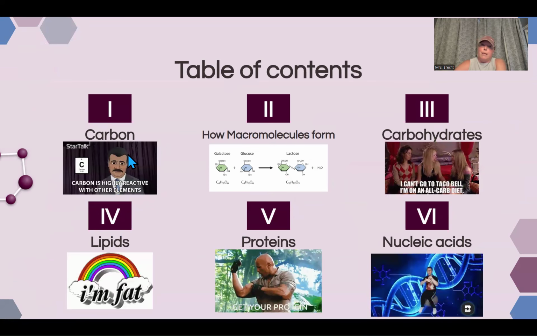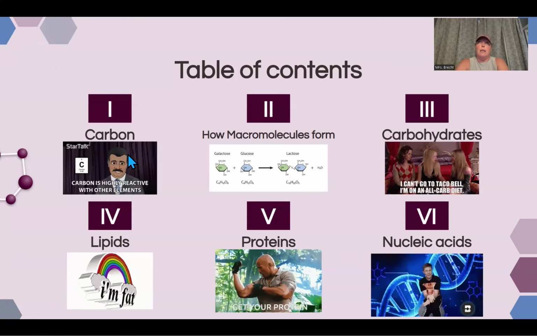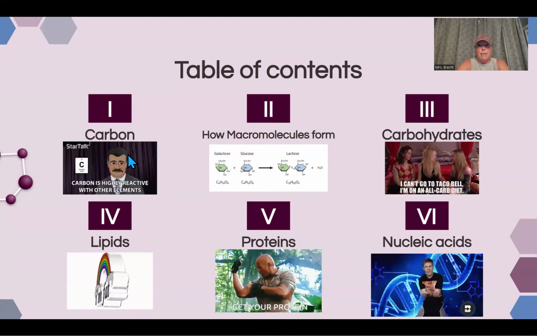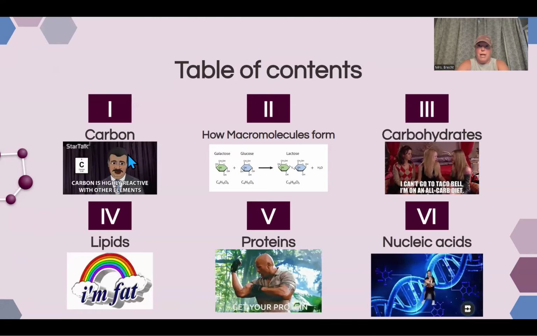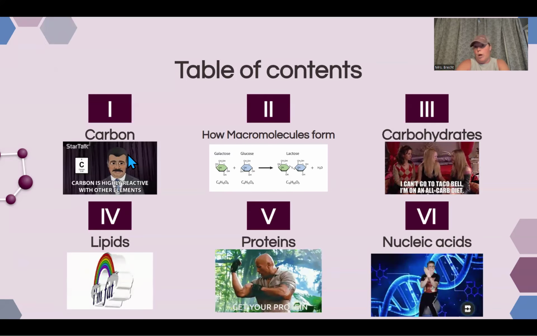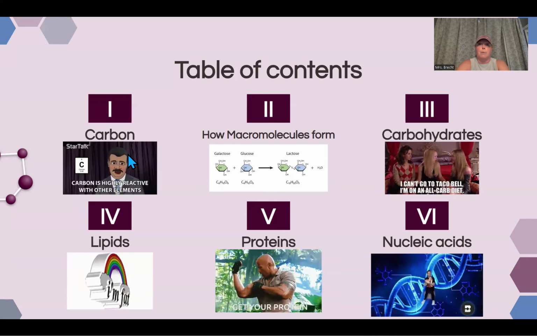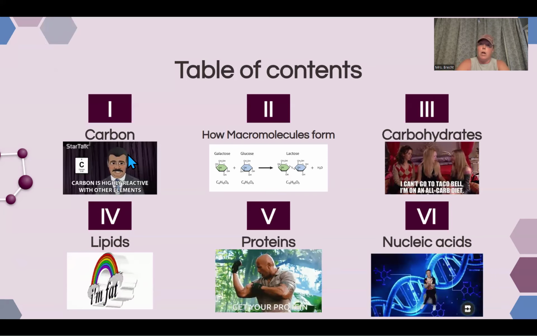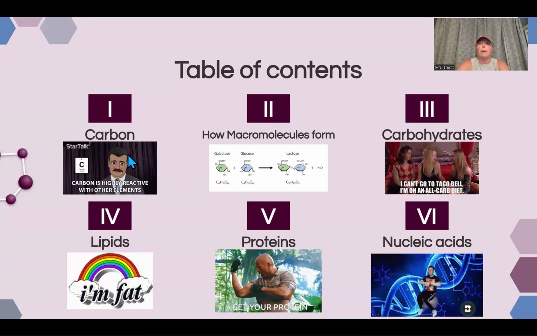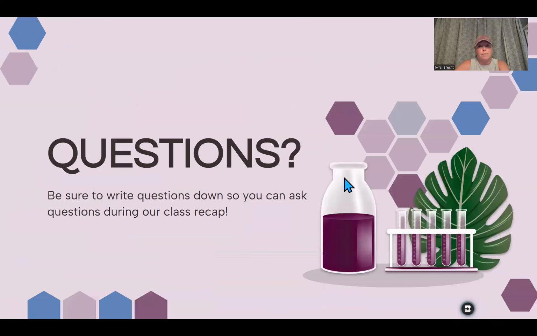So, the first topic that we're going to look at is carbon. Carbon is the most important element to living things. That's why whenever you watch an alien movie or a movie where they're looking at other planets, they're looking for carbon-based life forms because that's what we are. We're carbon-based life forms. We all utilize the element of carbon to help build the molecules that we need. So we're going to talk about carbon. We're going to talk about how the macromolecules form, and then we're going to talk about the four different types of macromolecules that living things rely on.